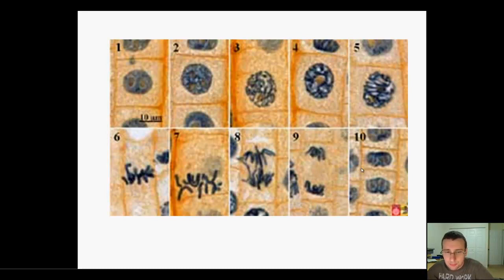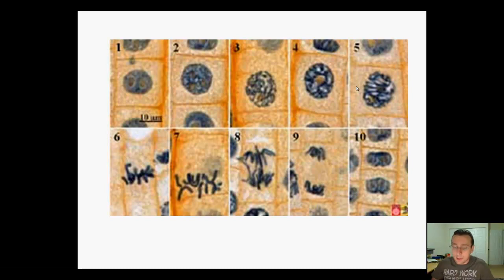And this time you see a cell plate, because we're talking about cytokinesis in a plant cell. So you can actually see the sequence taking place here. And remember that the anaphase would be the shortest phase, followed by the metaphase, followed by telophase, and then the prophase will be the longest phase.